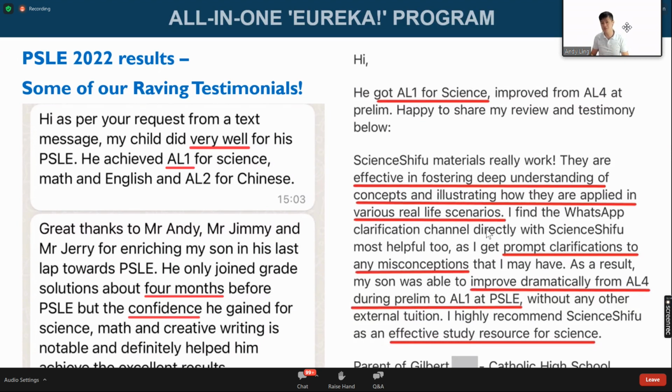So I think we can kickstart the science segment. As you know, today's seminar is about how you can guide your child to answer science questions for the end of year exams. Now, just now we were sharing about the RA method, right?